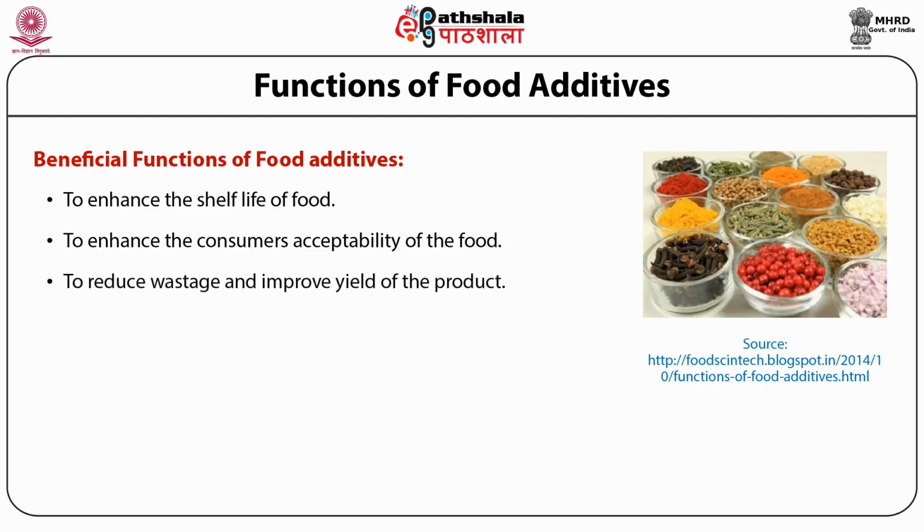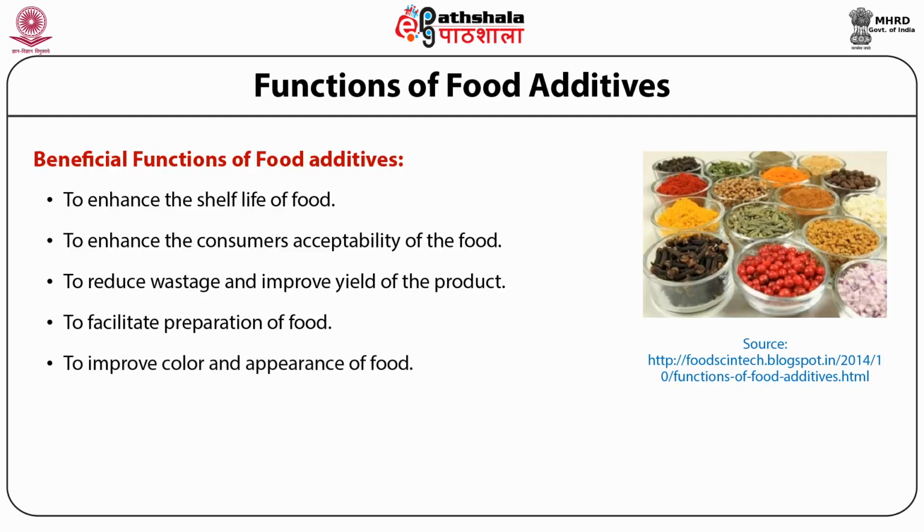Third function is to reduce waste and improve yield of the product. Next is to facilitate preparation of food. There are many texturizing agents that are improving the quality of food as well as yield of food, and that's why it is facilitating preparation of food. Fifth function is to improve color and appearance of food, mainly imparted by many surface finishes, or you can say coloring agents. Next is to improve body and texture of food, very important. As for example, we have stabilizers, many texturizing agents which are improving the body and texture of foods.